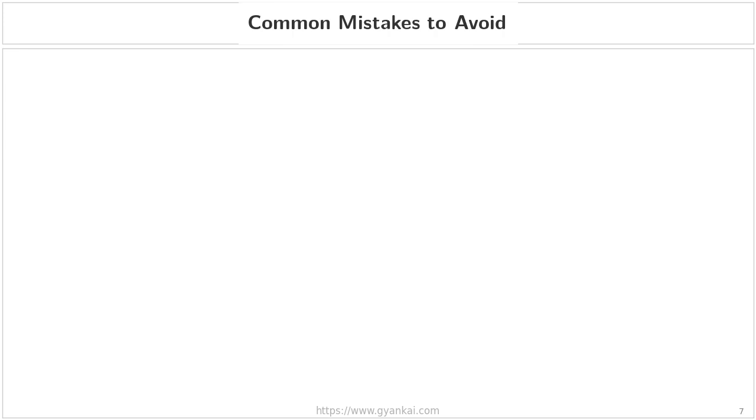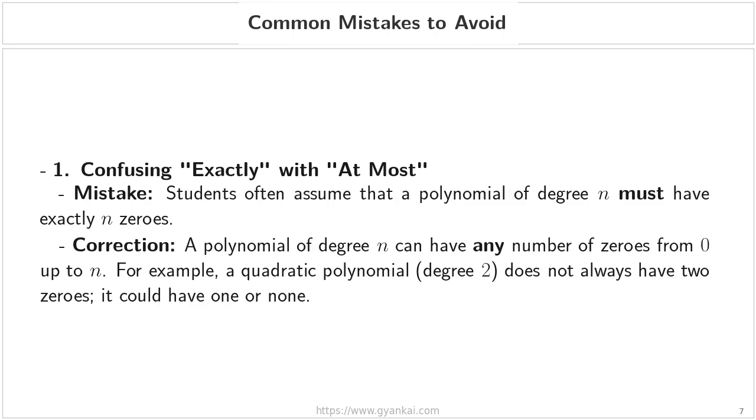Common mistakes to avoid. First, let's talk about the danger of confusing exactly with at most. A very frequent mistake I see is students assuming that a polynomial of degree n must have exactly n zeros. While we saw in our previous example with the degree 4 polynomial that it is possible to have exactly 4 zeros, it is not a requirement. Remember the parking lot analogy we discussed earlier. Just because there are 5 spaces doesn't mean there must be 5 cars.